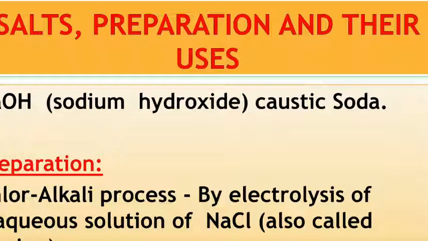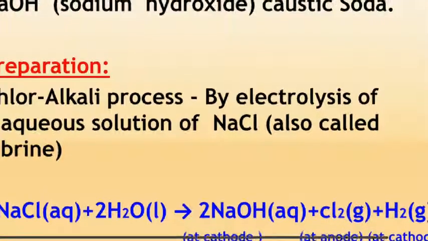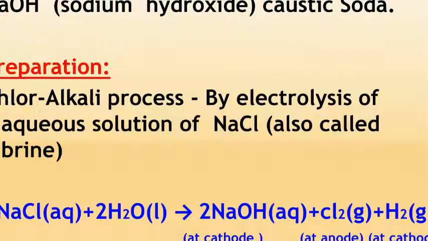Okay, so first we move to NaOH. Now how is NaOH prepared? Okay children, the method by which NaOH is prepared is known as the chlor-alkali process. I am repeating again, how it is prepared, that is known as the chlor-alkali process. So what is that process? Here the aqueous solution of NaCl, sodium chloride, also known as brine.